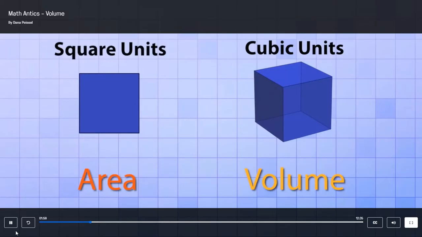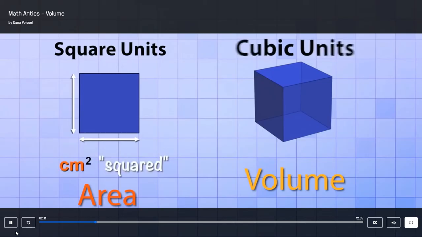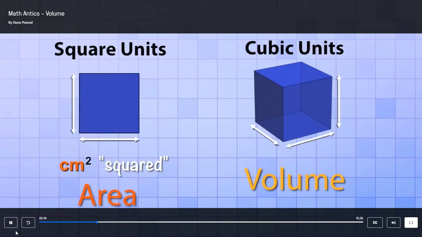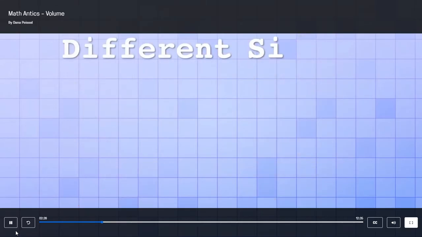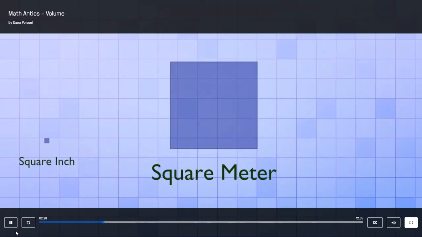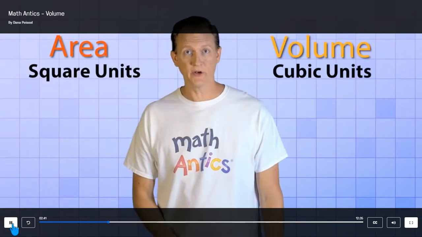Since square units are made by multiplying two one-dimensional units together, like centimeter times centimeter, we can abbreviate them using the exponent notation, centimeters to the second power, or centimeters squared. And since cubic units are made by multiplying three one-dimensional units together, like centimeter times centimeter times centimeter, we can abbreviate them using exponent notation, centimeters to the third power, or centimeters cubed. And just like there were different sizes of square units, like square inches, square meters, or square miles, there's also different sized cubic units, like cubic inches, cubic meters, or cubic miles. See how area and square units are related to volume and cubic units?